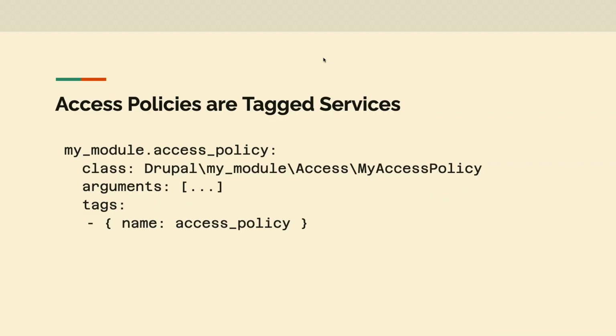So if you want to grant or deny permissions based on some calculation that you do and you need to do an entity query, that's fine. Because it's a service, we can inject the relevant services there. And then you put the access policy name and the tags in the definition, and that's how our services know to collect them.